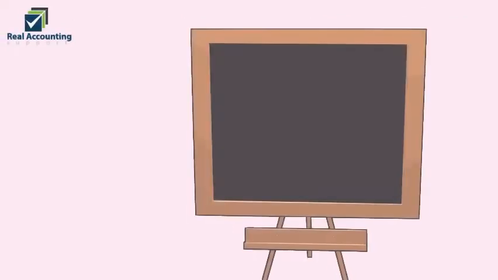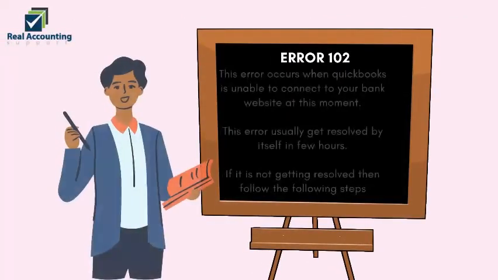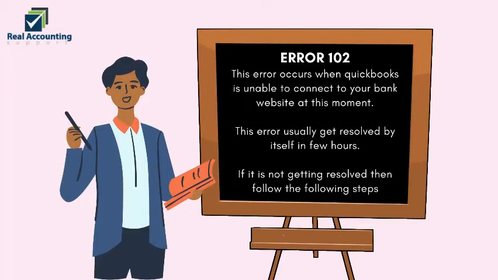Error 102. This error occurs when QuickBooks is unable to connect to your bank website at this moment. This error usually gets resolved by itself in a few hours. If it is not getting resolved, then follow the following steps.